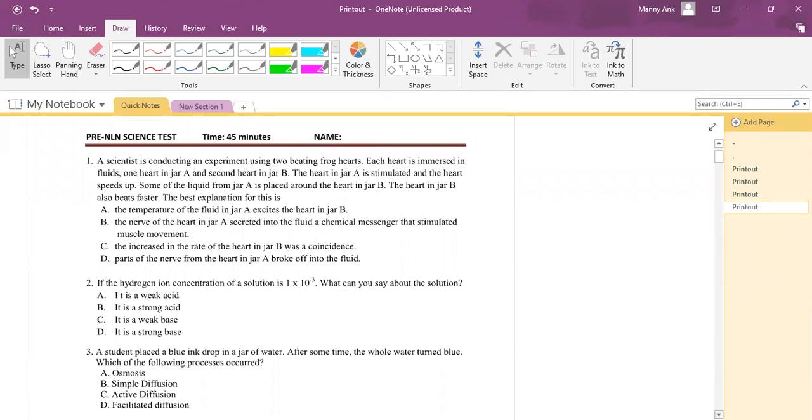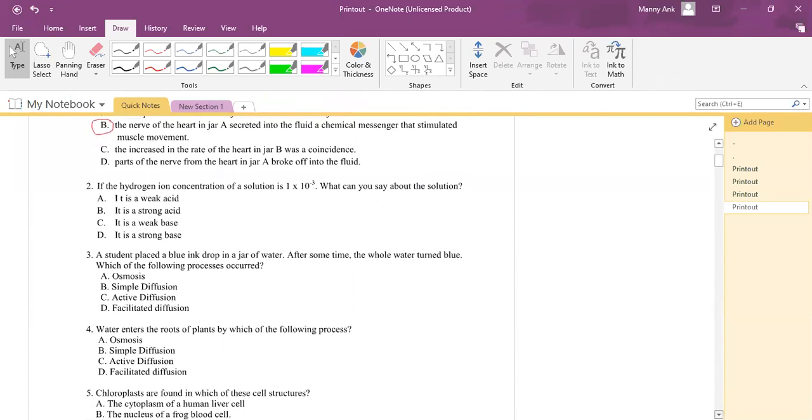All right, so for the science part, the answer to number 1 is B. So it's B. We saw this question some time ago, all right? So there's a chemical released, something was released from the nerve of the heart in jar A into the fluid that stimulated the heart in jar B.